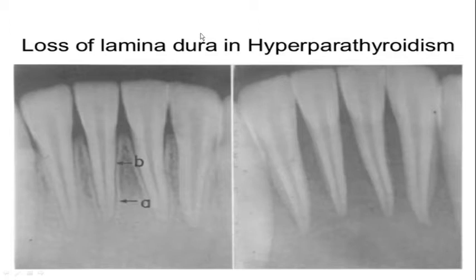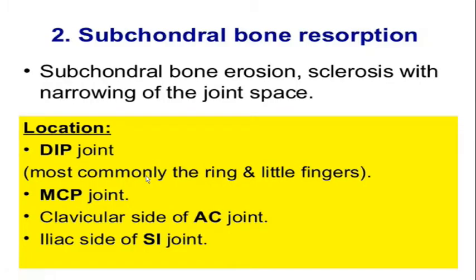The loss of lamina dura, which tends to encapsulate the dental cavity, and there can be weakening of the teeth from its roots. Then you can have a subchondral bone erosion and sclerosis, and that can lead to narrowing of the joint space, especially the distal interphalangeal joints, most commonly the ring and the little finger, then MCP joints, then the iliac side of the SI joint.